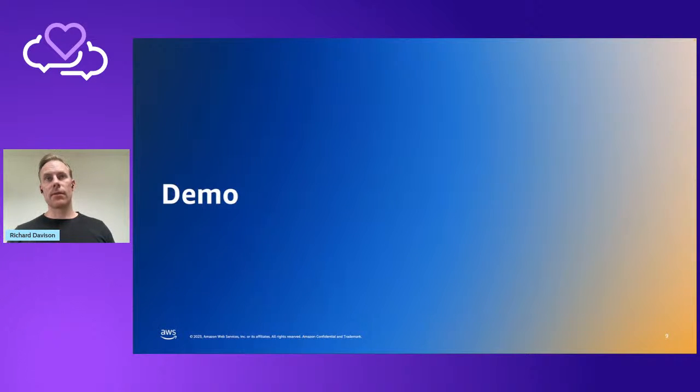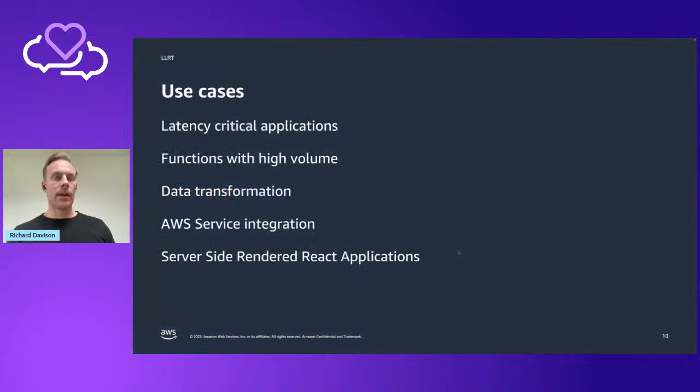And we will also discuss a few use cases now. So when is this good to use? This is good to use for latency critical applications. It's also good to use with functions that have extremely high volume that sit in front of everything else, for instance, a Lambda authorizer, typical use case.